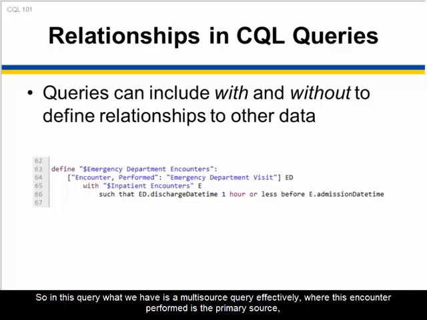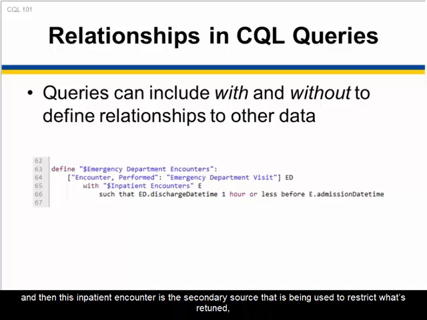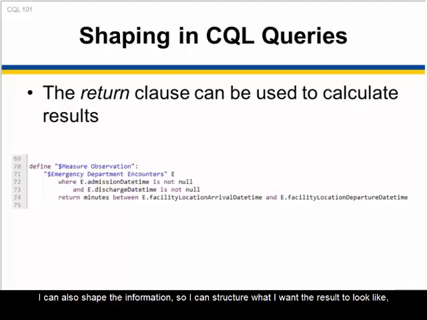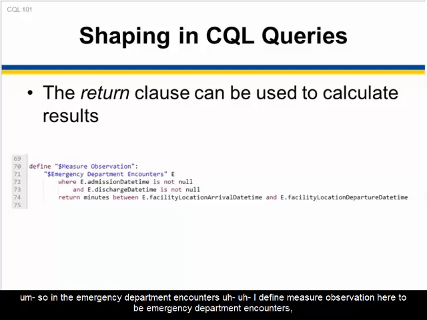So in this query, what we have is a multi-source query, effectively, where this encounter performed is the primary source, and then this inpatient encounters is a secondary source that's being used to restrict what's returned to only those that also have a matching row in the inpatient encounter. I can also shape the information, so I can structure what I want the result to look like.